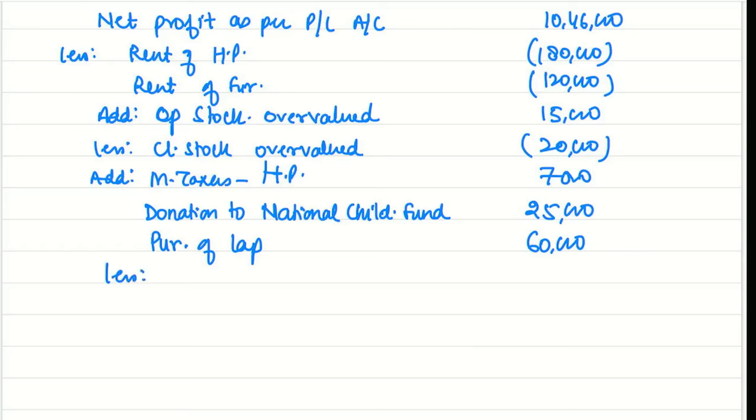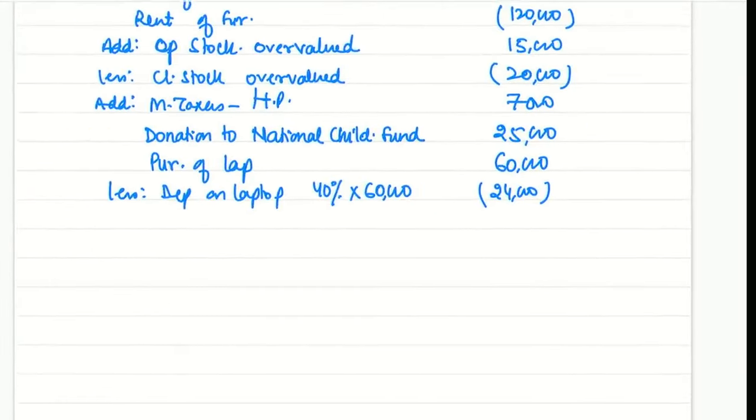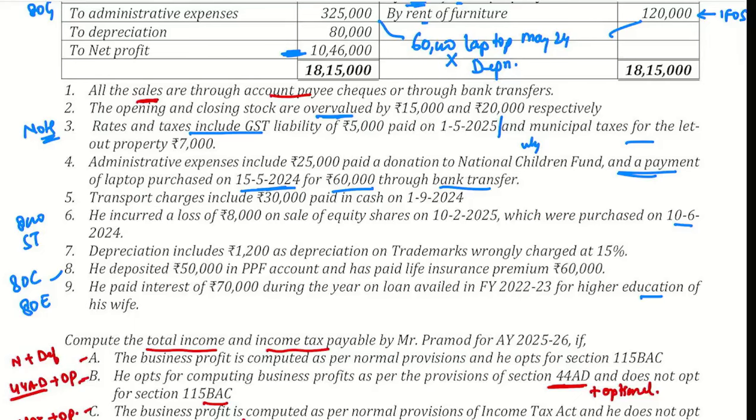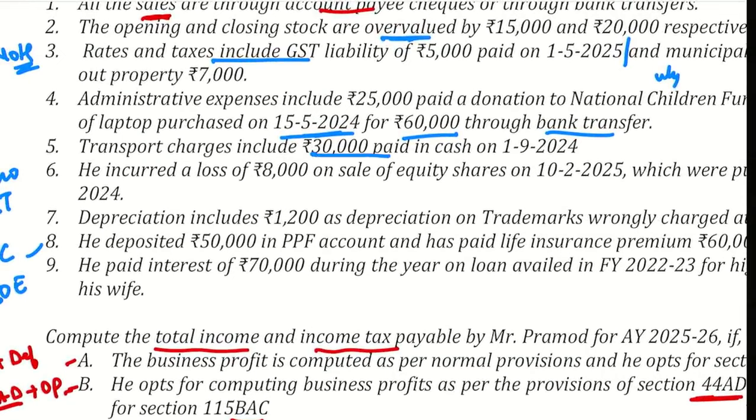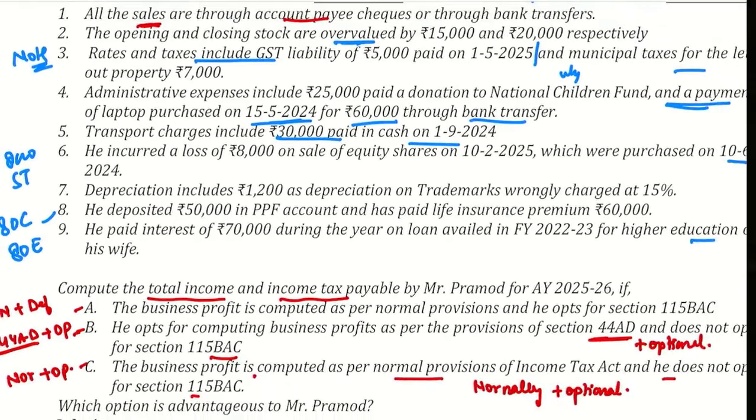So less depreciation on laptop, 40% of 60,000 because it is a full year. So it would be 24,000. Everybody is okay with this, 60 and 24? Correct? Then transport charges include 30,000 rupees in cash. Will not do anything. It is perfectly okay. We'll write a note. That's it. We are perfectly okay.